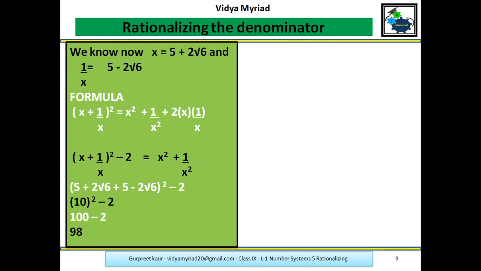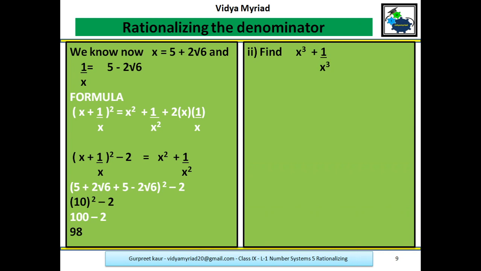Similarly, you can also be asked to find out what is x cube plus 1 upon x cube. Now I am taking the same example. You know what is x, you know what is 1 upon x. Now here I am going to apply the formula of a plus b the whole cube. So what is the formula for that? a plus b the whole cube is a cube plus b cube plus 3ab in bracket a plus b. Again you can write down a is x and b is 1 upon x. Just substitute it. Now here if you look into 3 into x into 1 upon x, x and x get cancelled. So it will remain 3 into x plus 1 upon x.